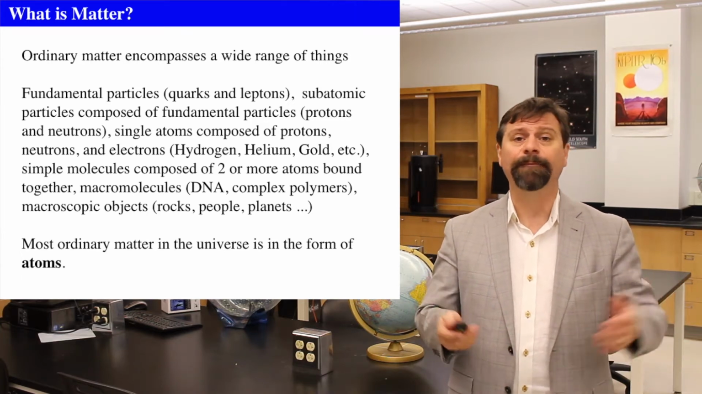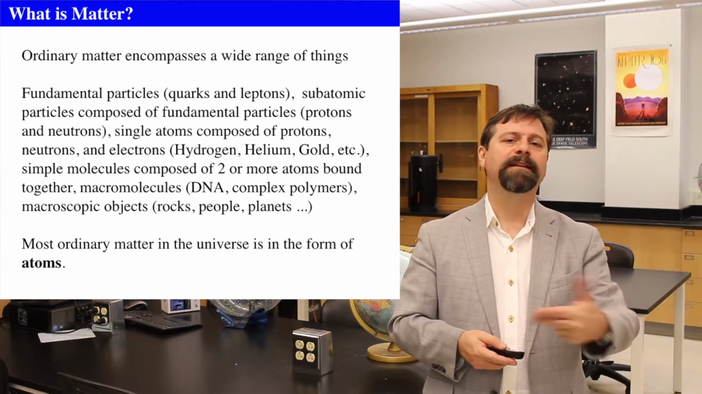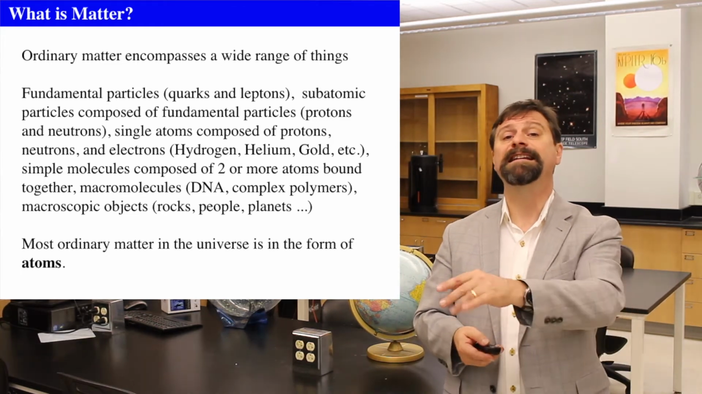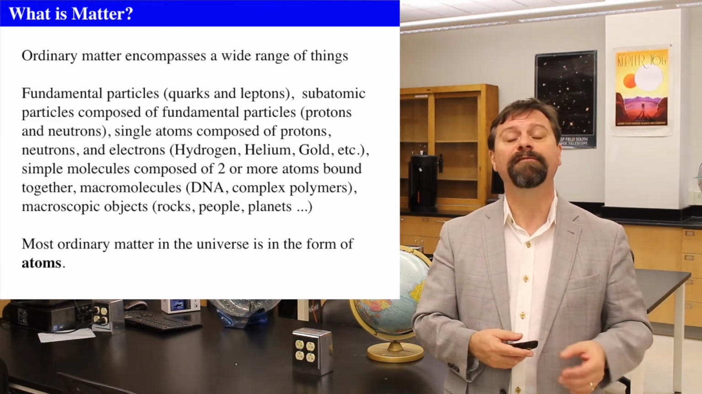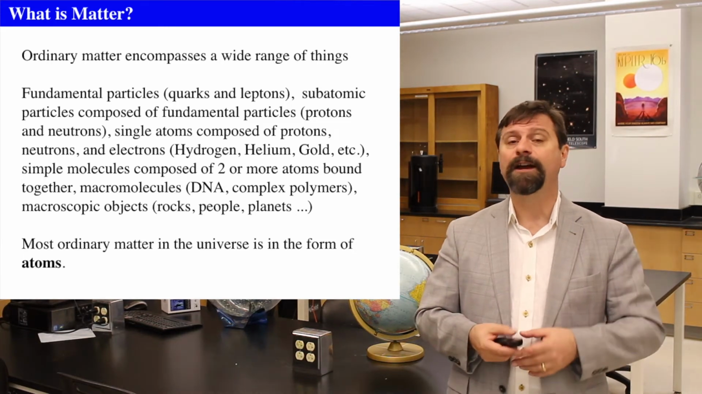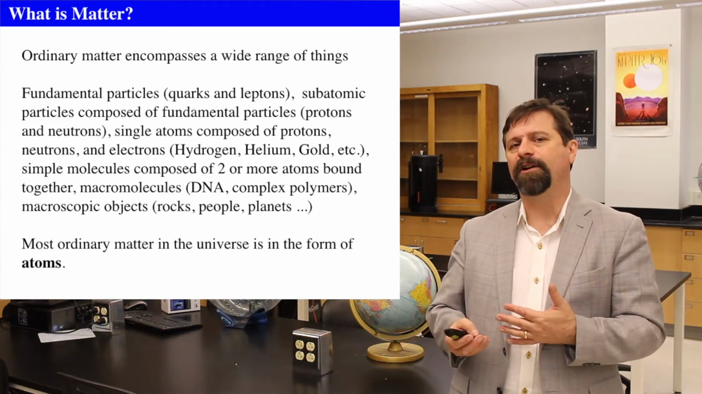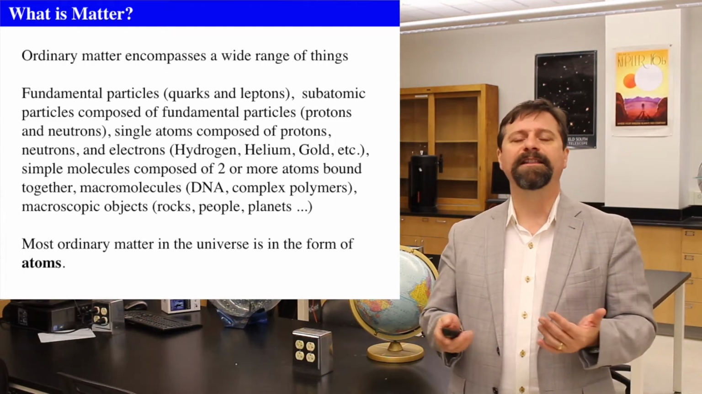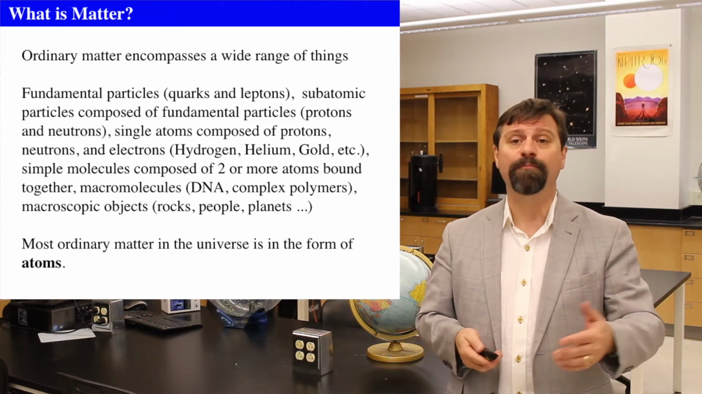Well, what makes up matter? Matter in the universe comes in from very big things to very small things. And we'll start with the tiniest, like quarks and leptons, which are fundamental particles. You can't break them apart any further. And there are subatomic particles like protons and neutrons, which are composed of quarks. And then you think about electrons, which are fundamental particles themselves. The fundamental particle called a lepton is an electron, and it can't be broken apart.